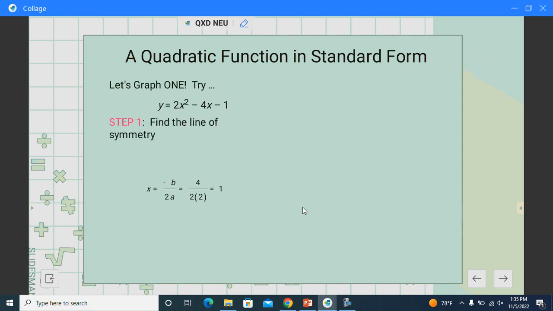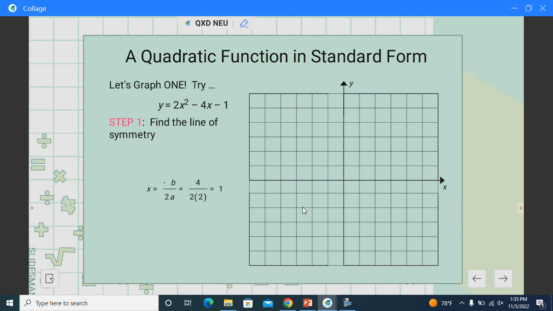So let's graph one. Let's try. Say for example you have y is equal to 2x squared minus 4x minus 1. Let's find the line of symmetry.